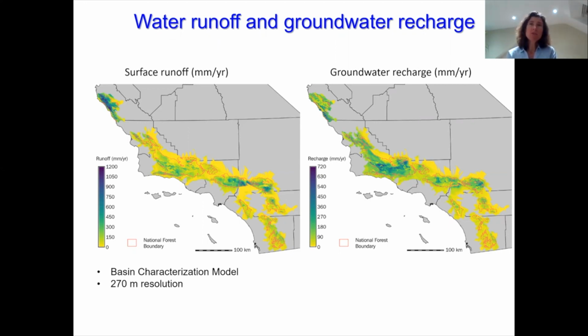So first of all, in terms of water runoff and groundwater recharge, we're using the basin characterization model, which is a hydrological model for the state of California, and its cell size is 270 meters. What we can see in these maps here is that the higher values of runoff and recharge are shown in the bluer colors, and then lower values as you move more towards the yellow. The national forest boundaries are shown in the red lines.